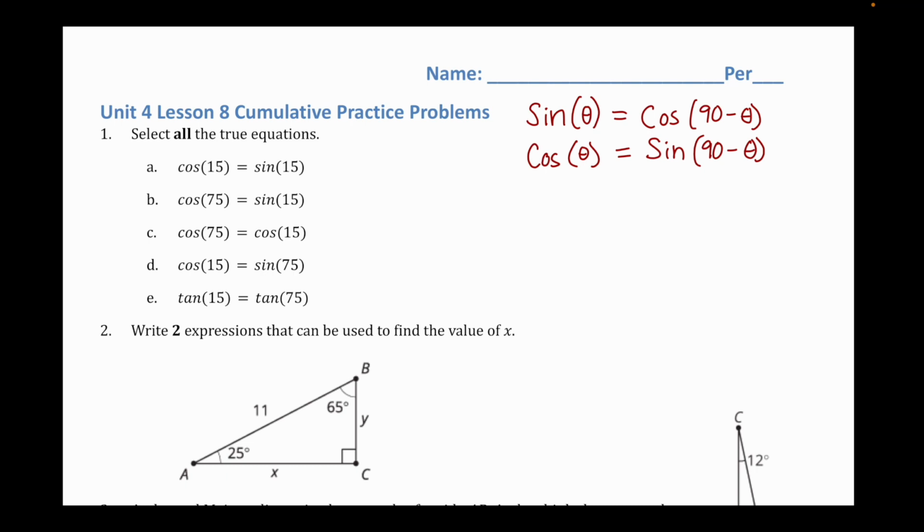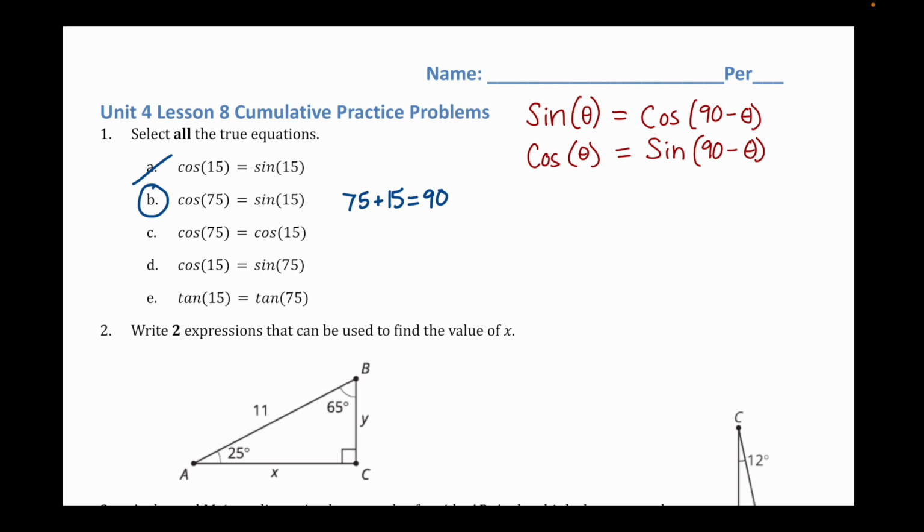So for question 1, they want us to select all the true equations. This first one says cosine of 15 is equal to sine of 15, and I know that is not true, because one is opposite over hypotenuse and the other one is adjacent over hypotenuse. Now it says cosine of 75 is equal to sine of 15, and because 75 plus 15 is 90, this is true because it fits with our pattern on the right. The cosine of 75 is equal to the sine of 90 minus 75, which gives you 15.